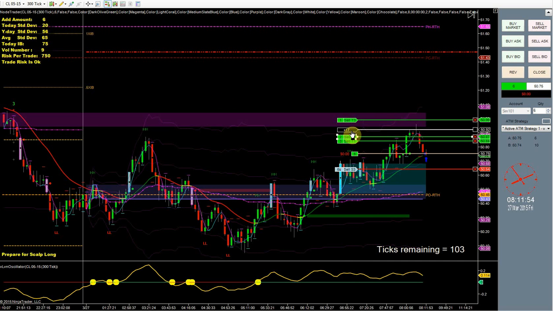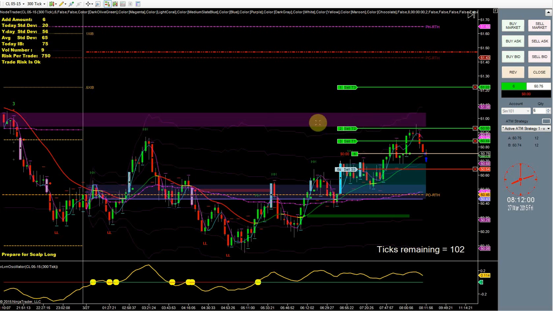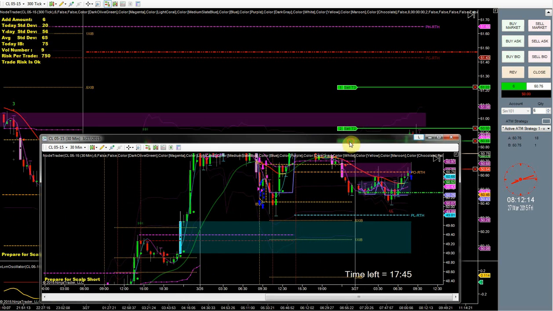Alright guys, we just got filled into this trade. Looking at the 30-minute chart, we are in a pretty heavy sell zone. Let me show you guys that right here. This is a 30-minute chart. And as you can see, we've been in this sell zone.